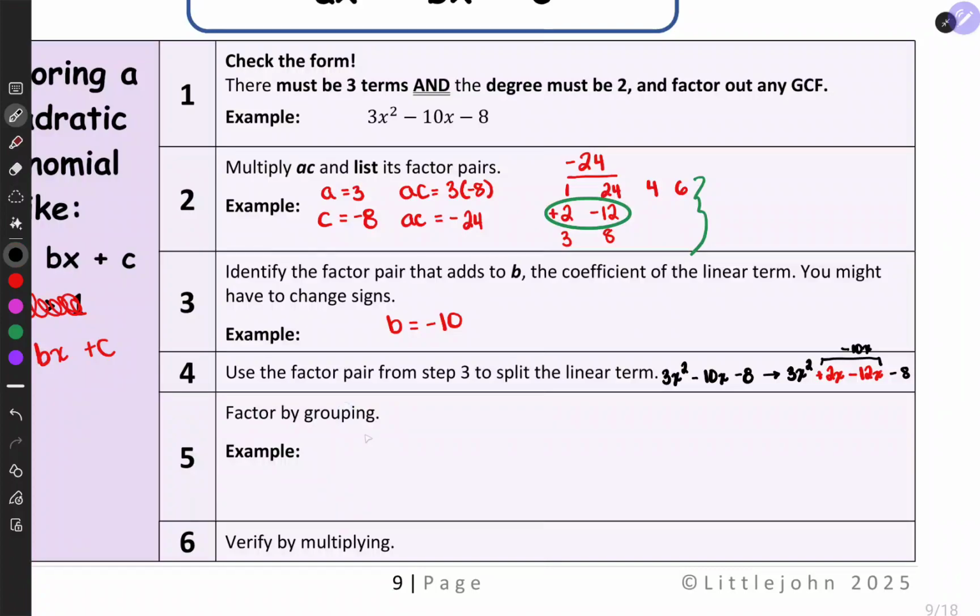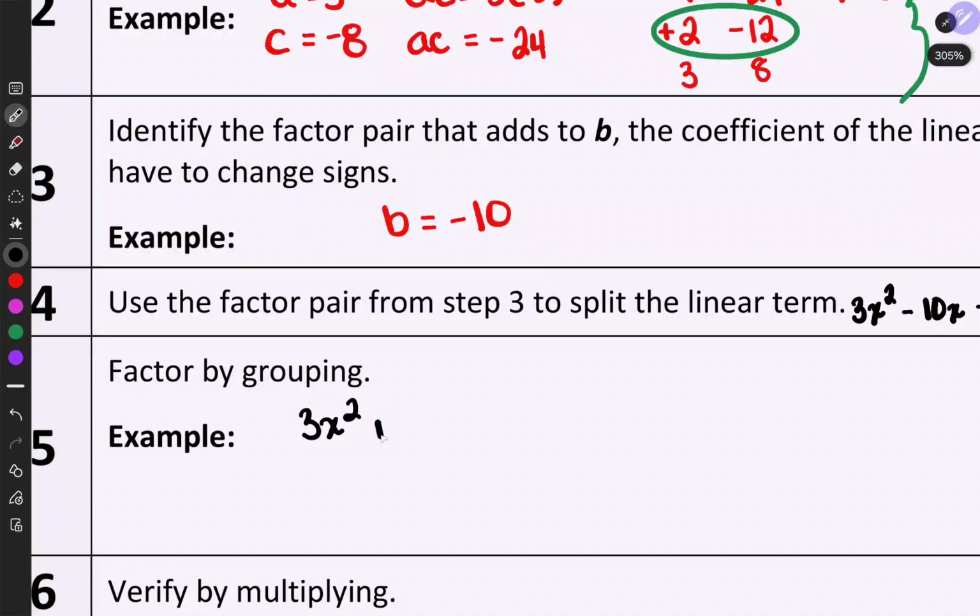We want to factor 3x squared plus 2x minus 12x minus 8 by grouping. Well, if you recall from 9.5, the common factor between 3x squared and 2x, that's our first group, is x, so I can factor out an x. And what's left? 3x plus 2.